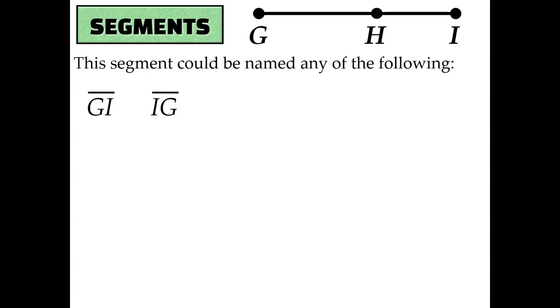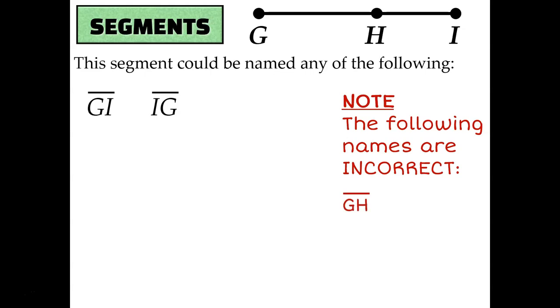To name a segment, you have to use the points on the end. So GH would be incorrect. So would IH and HI and HG. You can't use H to name this segment because it's not an endpoint. You also cannot call it GHI, just like with rays and lines. You name a segment with 2 points, never 3.